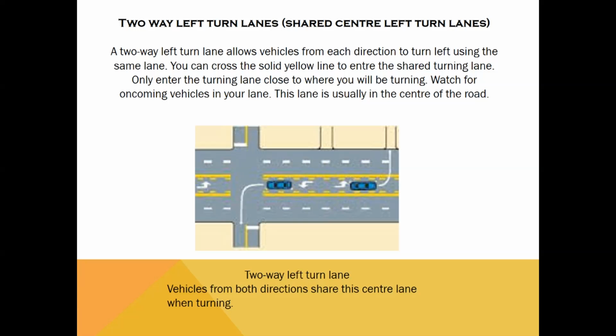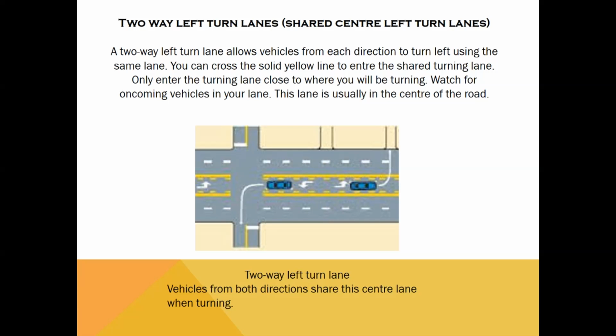This is a situation where you have arrows that are paved on the road or in a certain lane. So this is demonstrating to you that in that center lane, these two vehicles are both using that center lane even though they're going in opposite directions. And they're using it to make a left-hand turn. So this is called a two-way left turn lane.